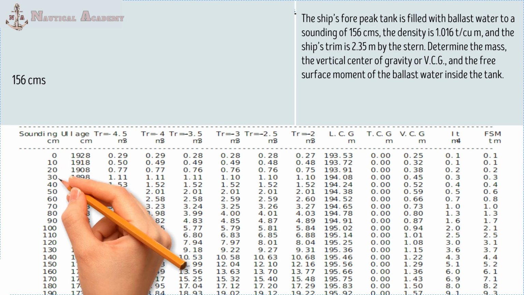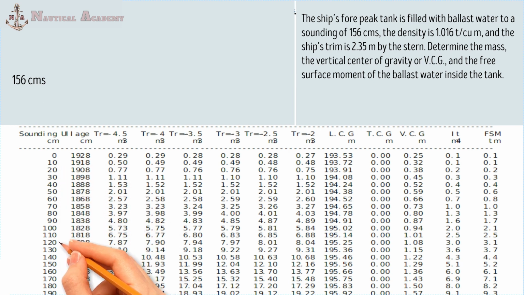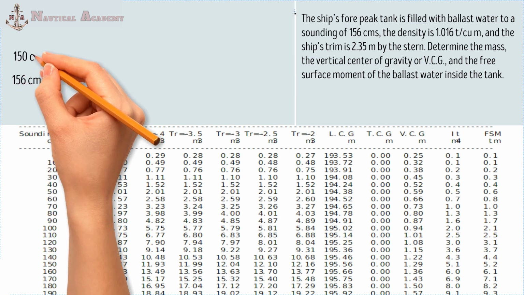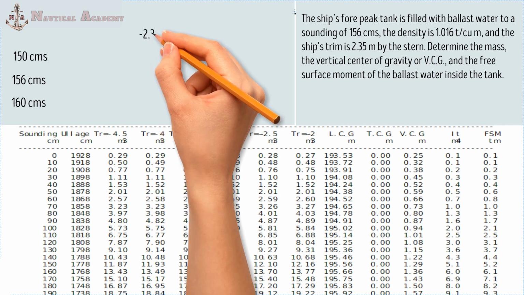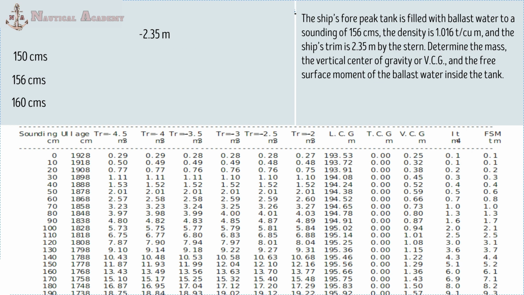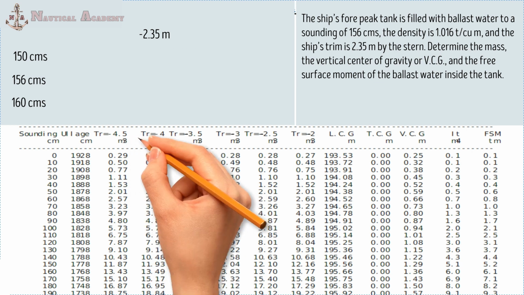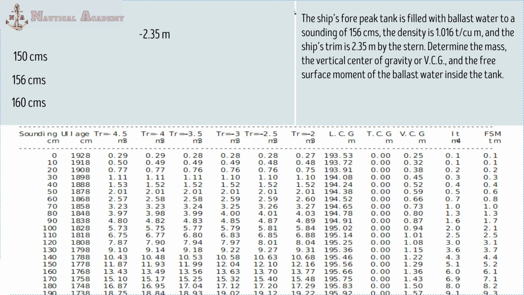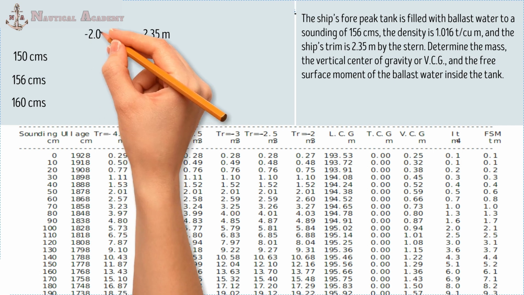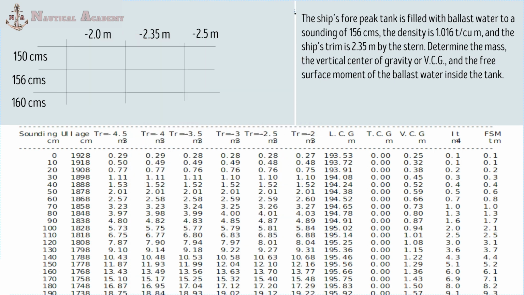As we can see in the first column of the sounding table, there is no sounding of 156 centimeters. So we will take the next lesser and the next higher sounding, which are 150 and 160 centimeters. Then we will find the volume for the ship's present trim condition, which is -2.35 meters, since the ship's trim is by the stern. But as we can see, there is no trim of -2.35 meters. So we will take the next lesser and next higher trim value, which is -2.0 and -2.5 meters.